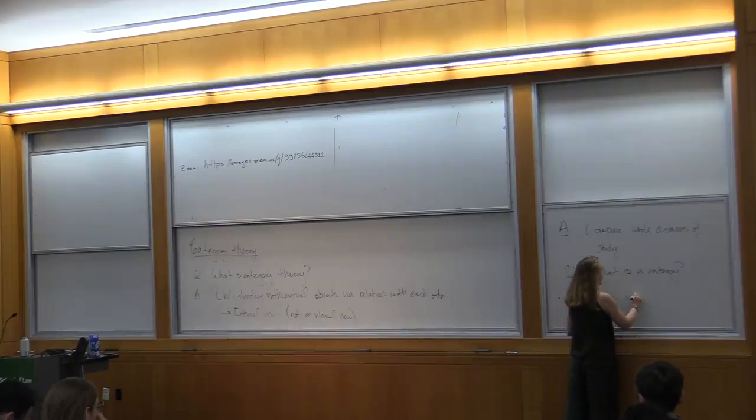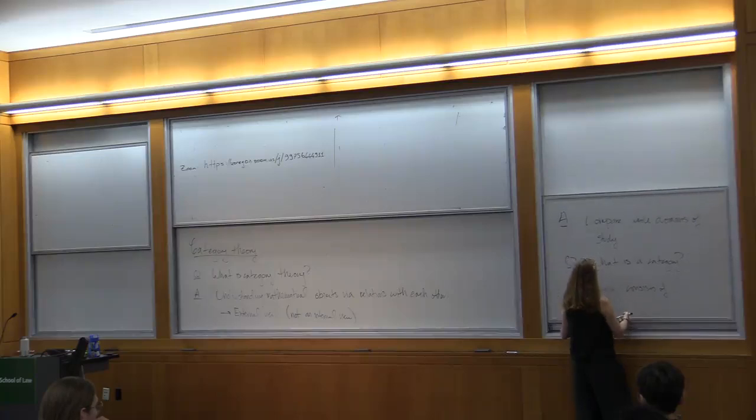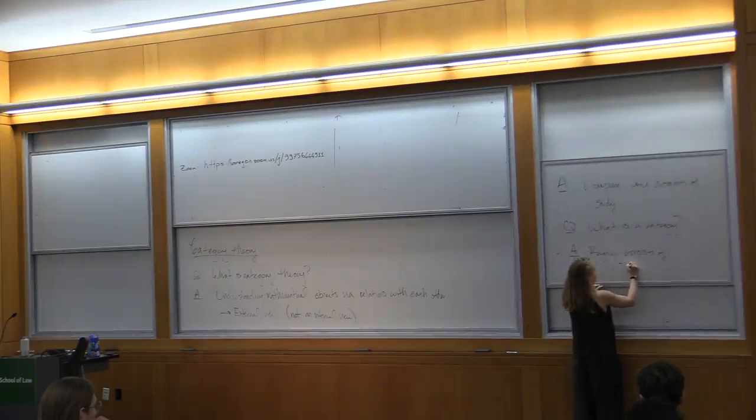So roughly, a category consists of two things. It consists of a collection, it's probably too small.